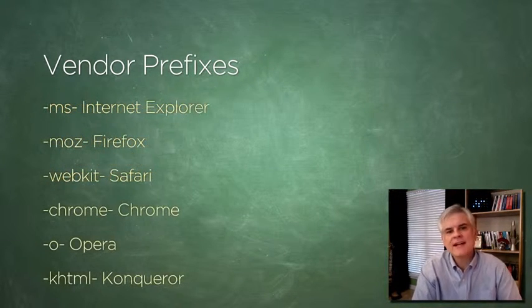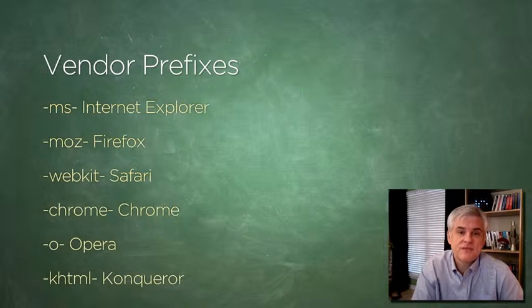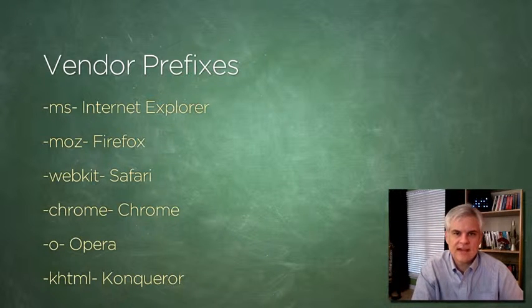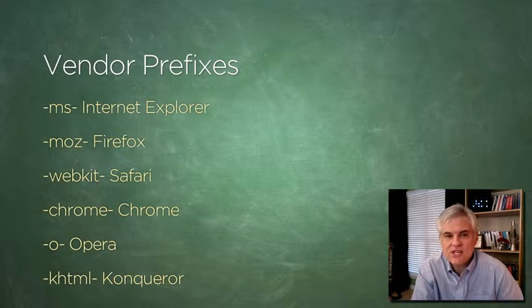So each vendor has their own prefix. MS for Internet Explorer, Moz for Mozilla or Firefox, WebKit is used on the Safari web browser, Chrome is used by Google's Chrome browser, O for Opera, and KHTML for Konqueror and all permutations of that engine. Just exactly which styles need this change with each new browser version.